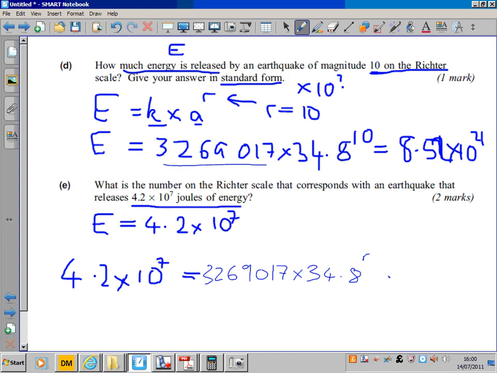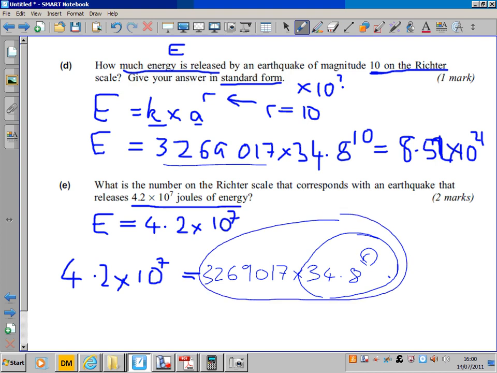And so really I need to just identify all the layers of the onion. So we've got this inside layer, that's where the R is, that's the center of the onion, and the next layer is here, and then the very outside layer is this number here. So to get rid of the multiply by this number, I'll need to divide by that number. So I've got to do 4.2 times by 10 to the power of 7 divided by my big number, 3269017, and that's equal to what's left, which is 34.8 to the power of R.